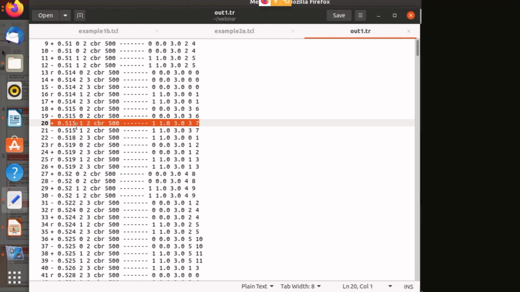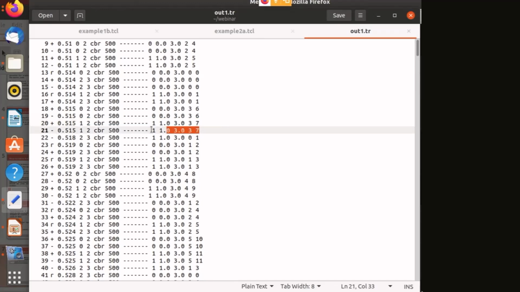Now look at packet ID 7. First line is this one. I will repeat. Packet ID 7 is being enqueued at time 0.515 at node 1 to be transmitted to node 2. Now the next line shows the packet ID 7 again. Minus means it is getting dequeued at time 0.515 from node 1 to be transmitted to node 2, and the packet type is CBR and 500 bytes.